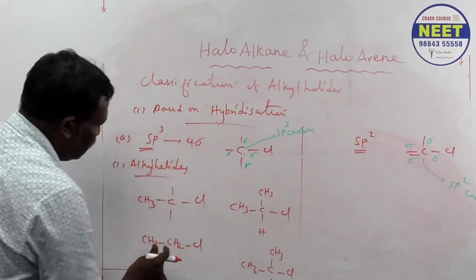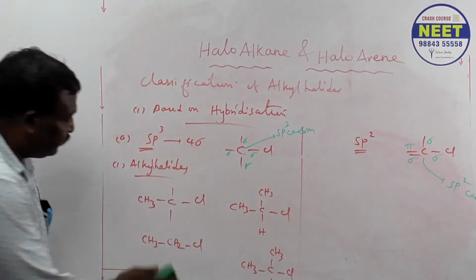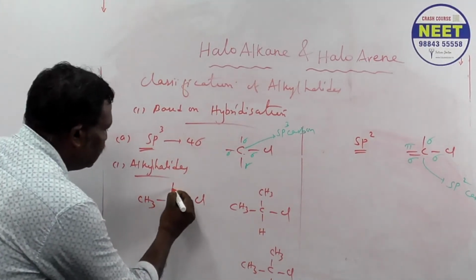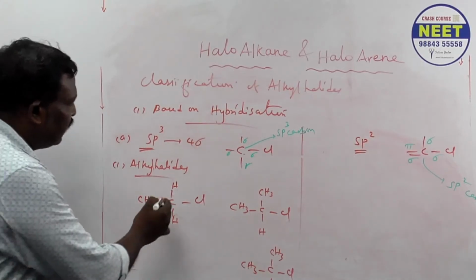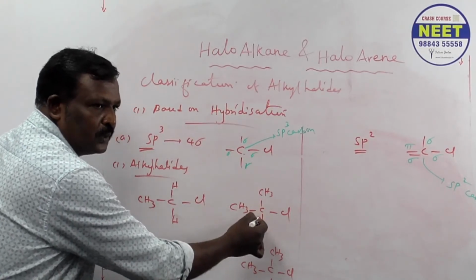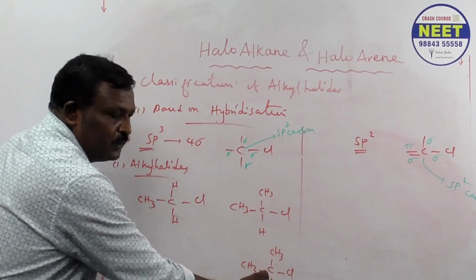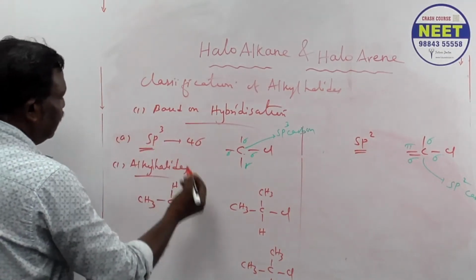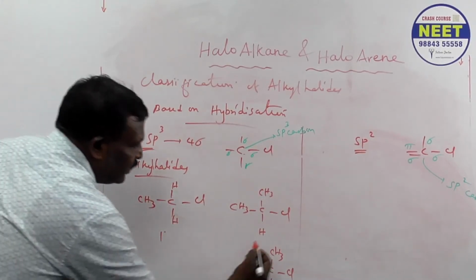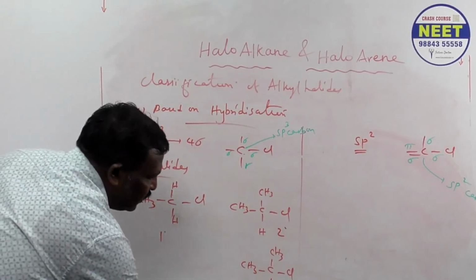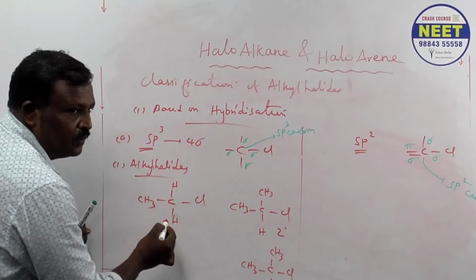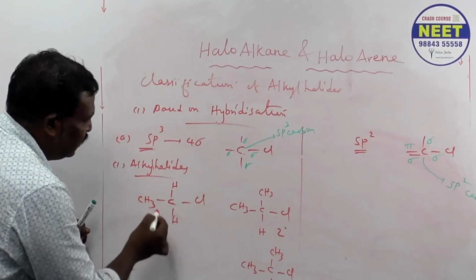See, I write it here. What kind of carbon? sp3. sp3 carbon, no doubt. Here also sp3 carbon, but just remember, all are alkyl halides. But this is called primary alkyl halide, this is secondary, and this is tertiary. Understood? Because this carbon is sp3 carbon, but it is attached to only one carbon. That's why it's called primary.